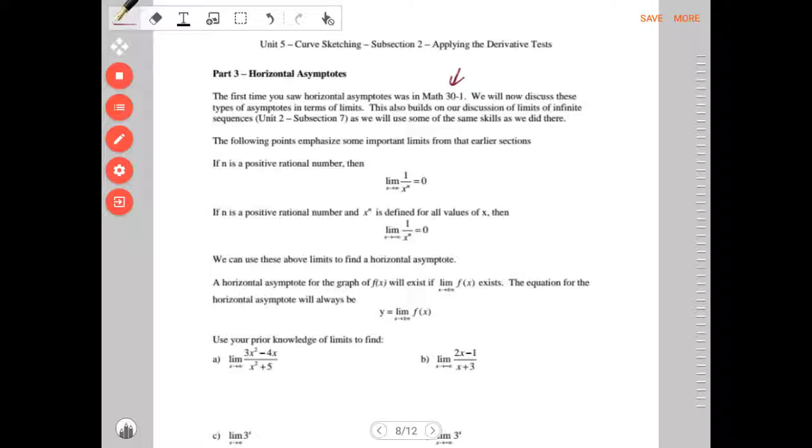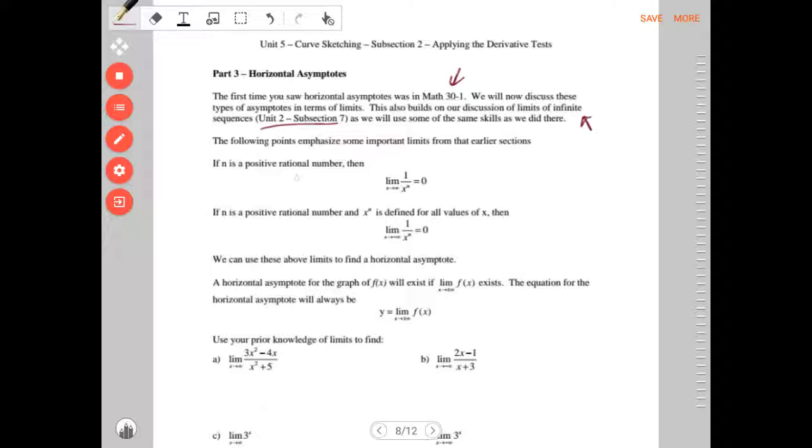This also builds on our discussion of infinite sequences. So that's Unit 2, subsection 7, and we're going to use some of the same skills here as we did there. So if you need to go back and review, but watch the video first, because I'm sure it'll come back to you. So, the following points emphasize some of the important limits that earlier sections dealt with.